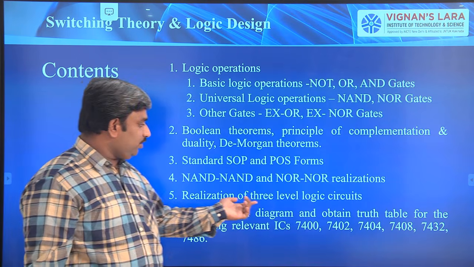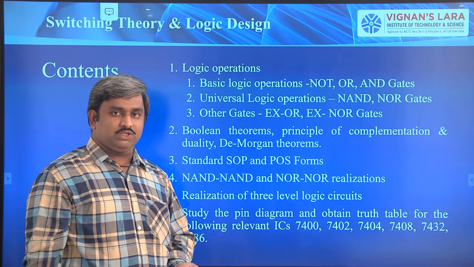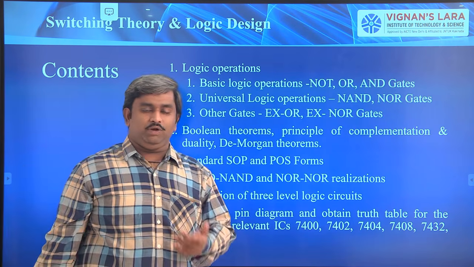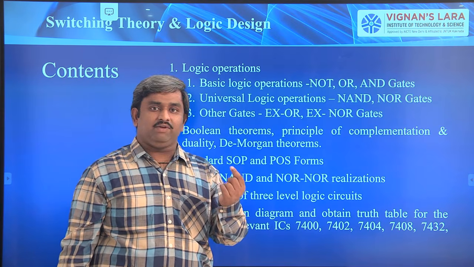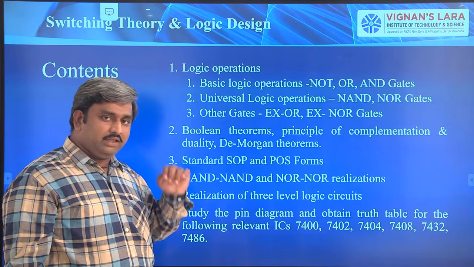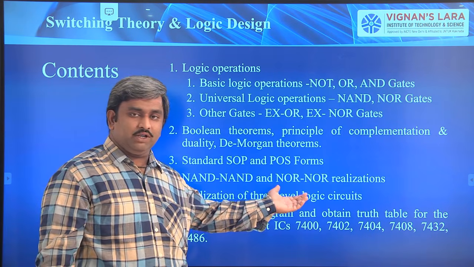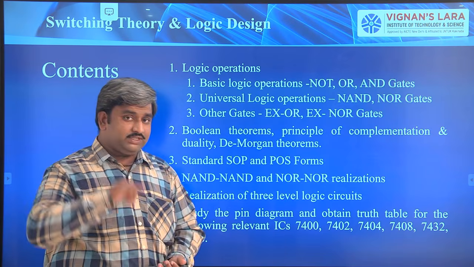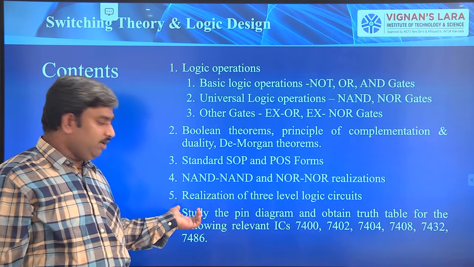We will realize different types of Boolean functions by using NAND and NOR gates. Next, realization of three-level logic circuits. For any Boolean function, here we have only two levels: the first level is the AND gate and the second level is the OR gate. Other than this, we will see different types of levels representing logic gates. First we will see how logic gates are generally represented, then we will see the three-level logic gates.